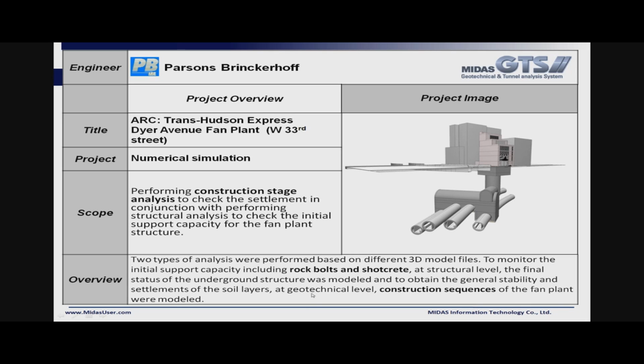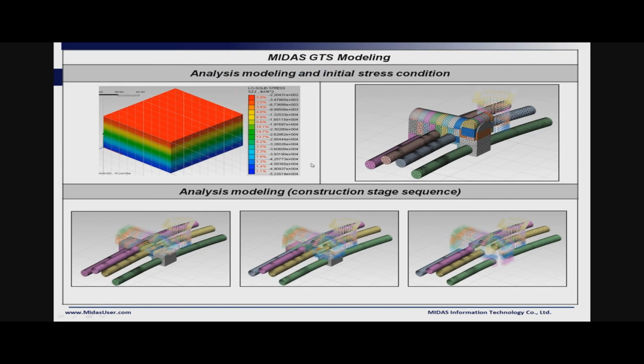And also in the geotech level, GTS was also used to define the construction sequences for the fan plant. Okay, now we can go to the model. You can see all these 3D models were generated during the construction sequences.